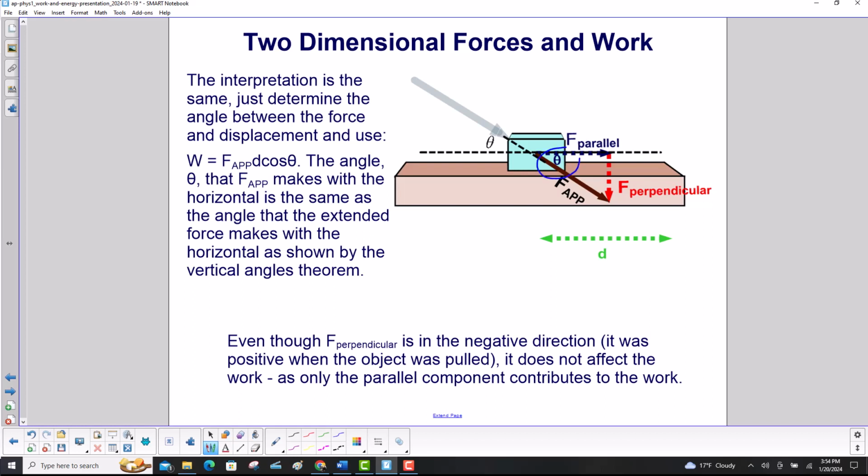The angle theta that F app makes with the horizontal is the same as the angle that the extended force makes with the horizontal, as shown by the vertical angles theorem. So these two angles are the same. Even though F perpendicular is in the negative direction, it was positive when the object was pulled in that direction, it does not affect the work, as only the parallel component contributes to the work.